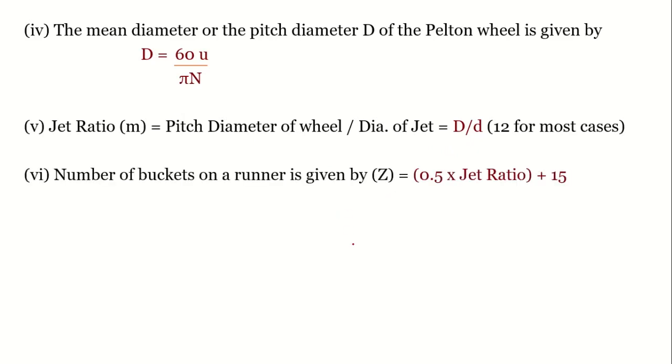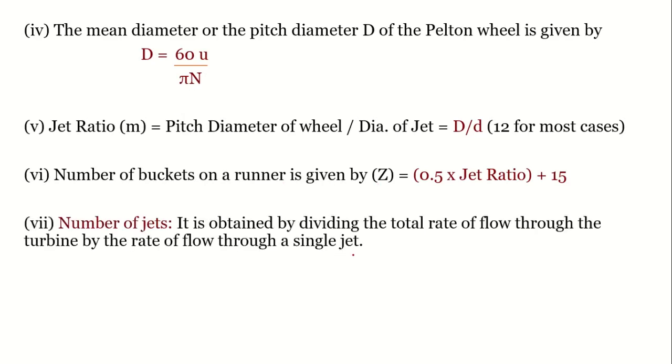Next is the number of buckets to be accommodated on a wheel. The number of buckets on a runner or on the wheel of a Pelton is given by the formula Z = 0.5 m + 15. So m is again our jet ratio. 0.5 times, meaning half of the jet ratio, plus 15 will give us the number of buckets. This would be one of the important points in designing a Pelton wheel.